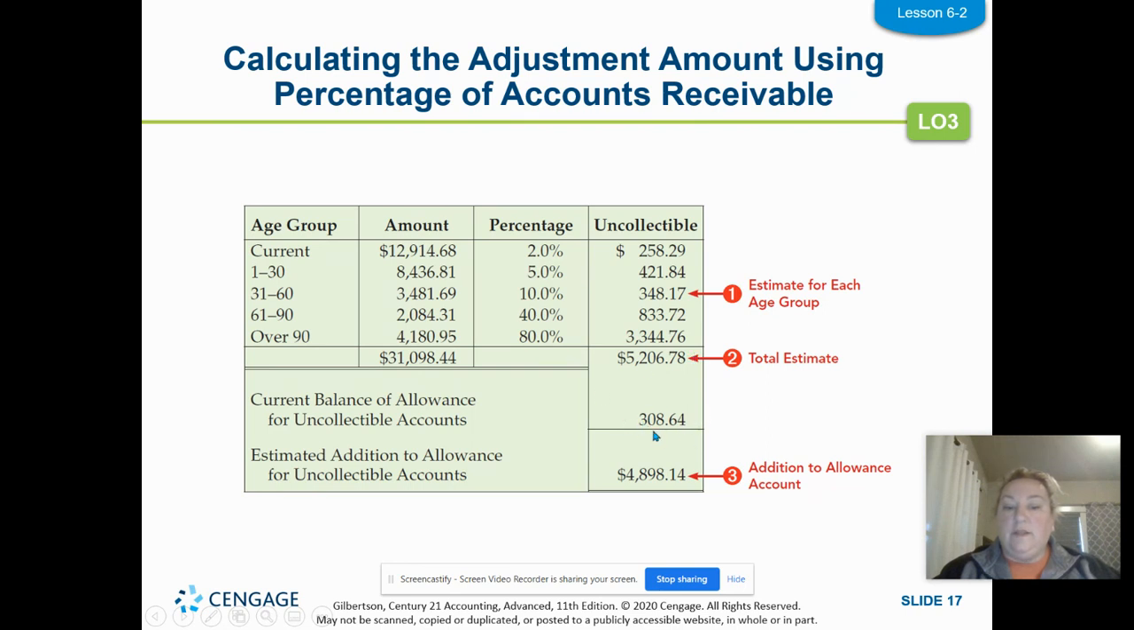This is how much is already not collected, that we have set aside. So this is how much we already have in the allowance account. The difference is going to be the amount of our adjustment.